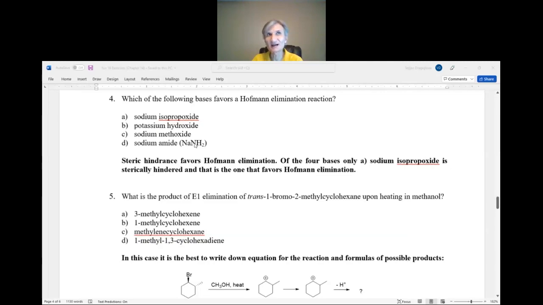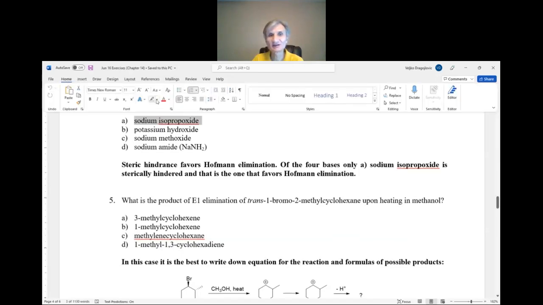Nitrogen is the basic atom, the atom that will pick up a proton, but the substituents are hydrogens, so they don't offer any steric hindrance. In this case, methoxide, it's oxygen with a methyl group. Methyl group, again, not much steric hindrance. And hydroxide, OH, again, no hindrance. Isopropoxide, that's the one that is hindered. So that's the one that favors Hofmann elimination. So 4A.